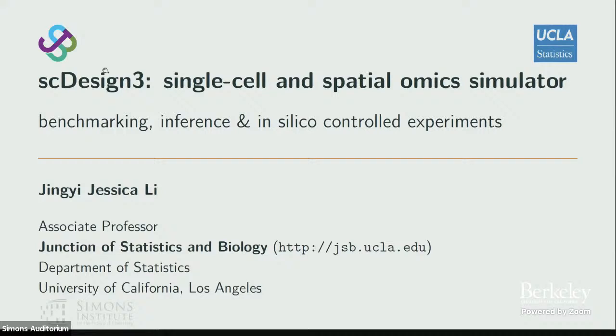Organizers for the invitation. It's my pleasure to present our recent line of research about developing this simulator for single cell and spatial omics data. So our purpose includes benchmarking and model inference from data, and also to generate in silico controlled experiments.